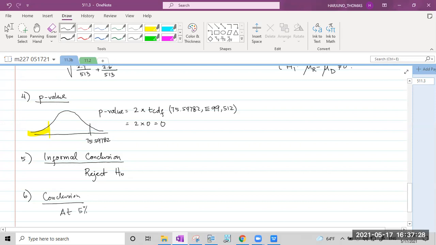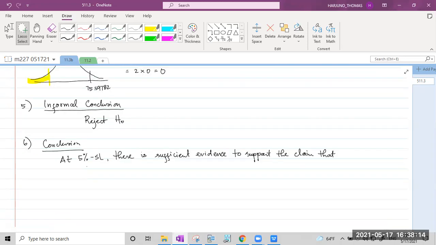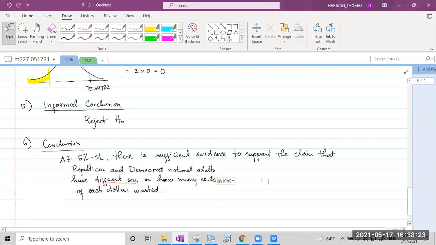At 5% significance level, there is sufficient evidence to support the claim that, copy paste whatever you have in the claim, Republican and Democrat national adults have different say on how many cents of each dollar wasted. Okay, that's for 11.3b.